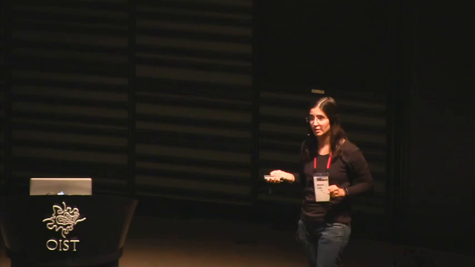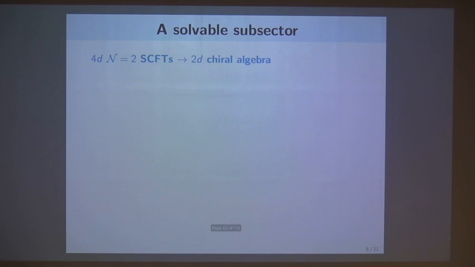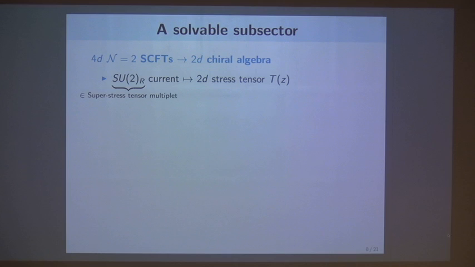I will not describe how to construct it, but the point is that you have a map between four-dimensional N=2 SCFTs and two-dimensional chiral algebras. In particular, if you have a four-dimensional N=2 theory, then you will have an SU(2)_R symmetry, and there will be an SU(2)_R current. Under this map, this operator maps onto the stress tensor in two dimensions. This is perhaps not so surprising because, by supersymmetry, the SU(2)_R current sits precisely in the same multiplet as the stress tensor, so you can go between them by acting with the supercharges.